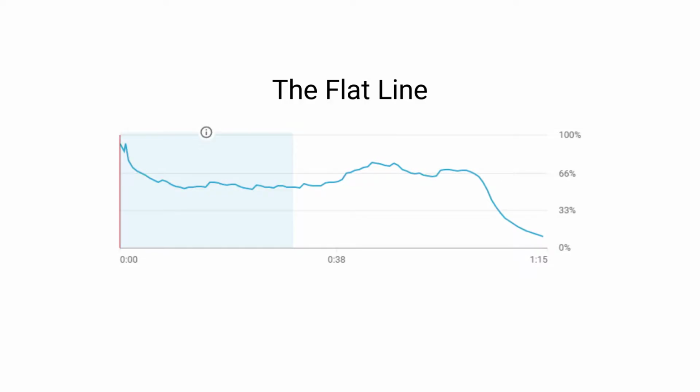Graph number 1 is called the flat line. This is the graph that you should be aiming for. Flat across the top for as long as possible, and then an instant drop off. The reason for an instant drop off is it means that viewers are seeing the end coming. And of course, they leave. This part is unavoidable, and you can't just simply abruptly end a video. That wouldn't make any sense. If you have this graph on all your videos, you're winning at YouTube.